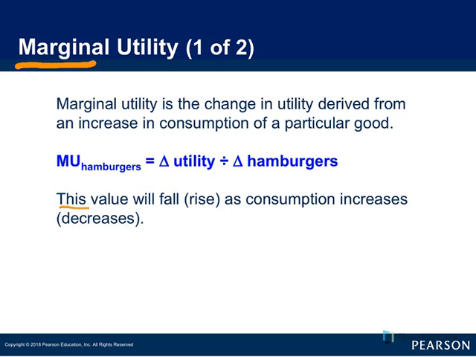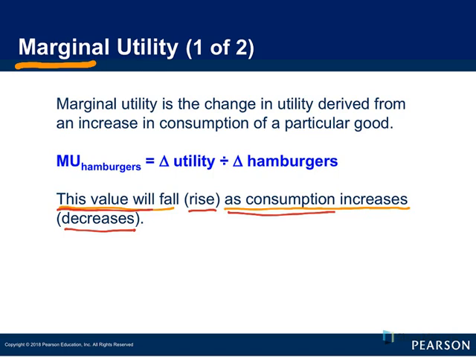This value will fall as consumption increases. Or that can be read a little bit differently, and this confused me for a little bit of time. This value will rise as consumption decreases. So the book has essentially put two concepts in one sentence, and to understand both concepts well, you have to read the sentence twice, and it took me a while to figure that out.